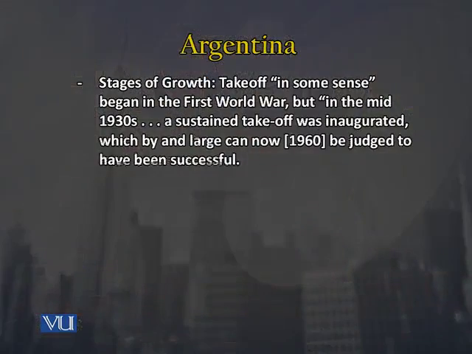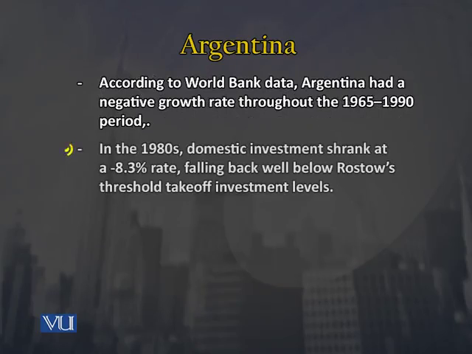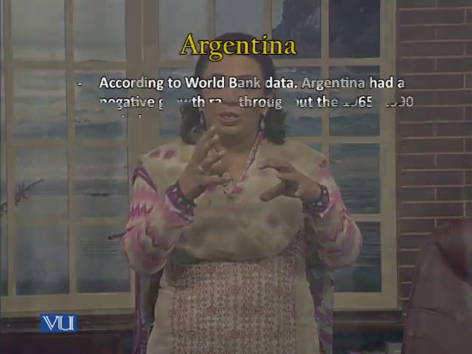Despite reaching the takeoff stage early in the 1930s, the later performance of the economy was not that good, and things went so bad that Argentina had a negative growth rate throughout the 1965 to 1990 period, and in the 1980s domestic investment was reduced considerably to -8.3%. So that indicates that, as explained by Rostow, once the takeoff stage has been achieved the economy will move further to the latter stage, the maturity stage, but here we see that since it achieved the takeoff stage way back, instead of moving further, Argentina's economy started moving backwards.